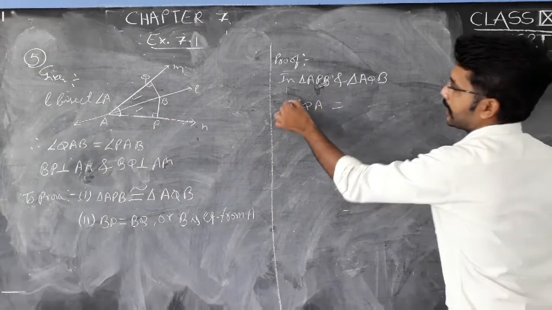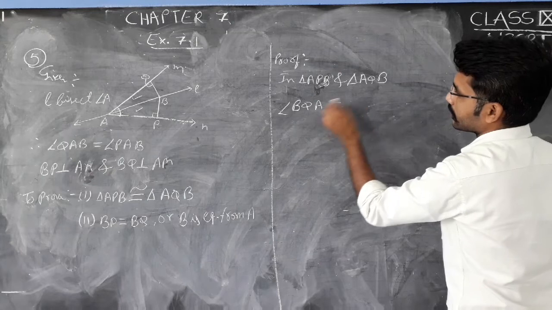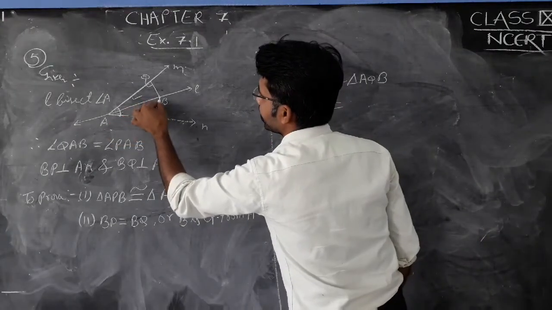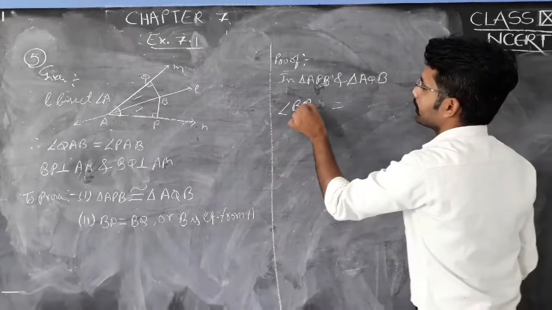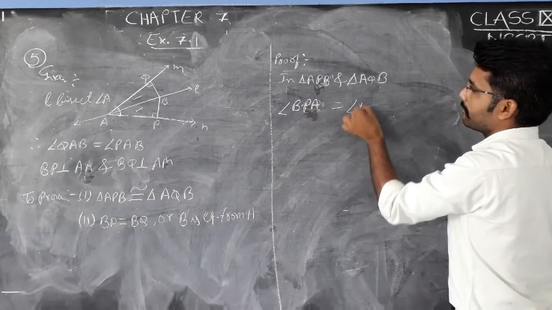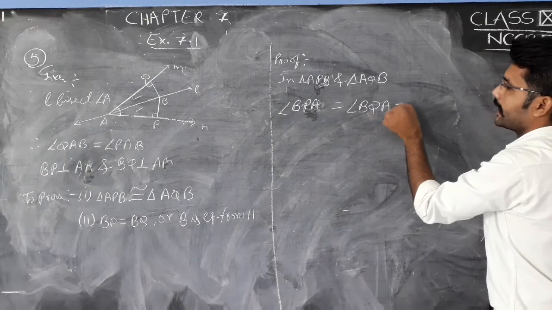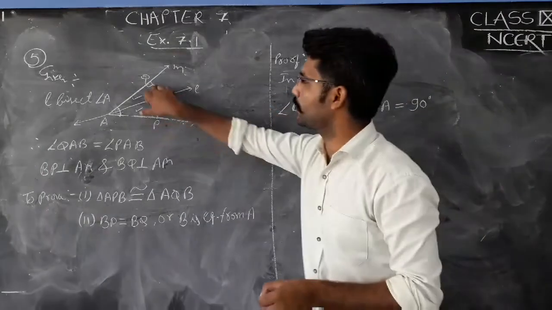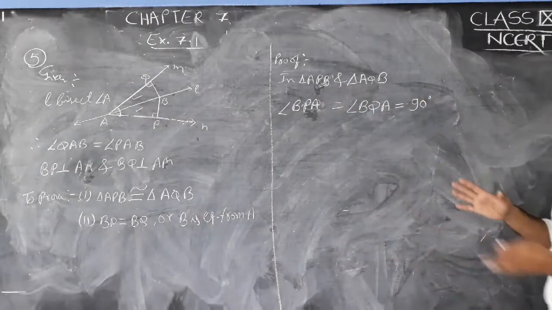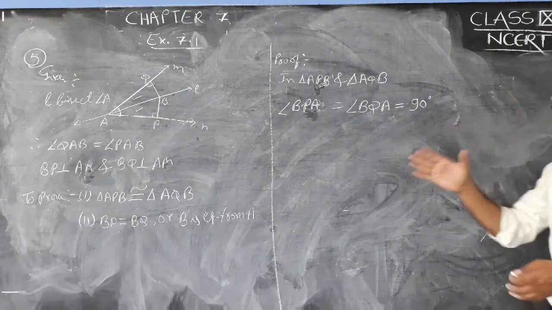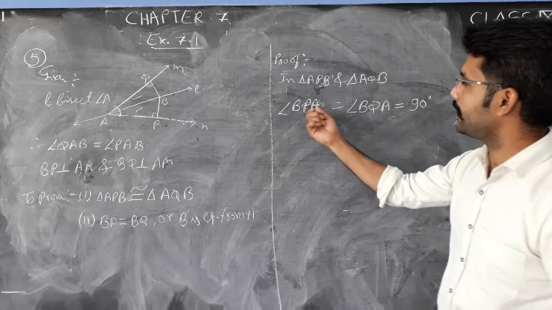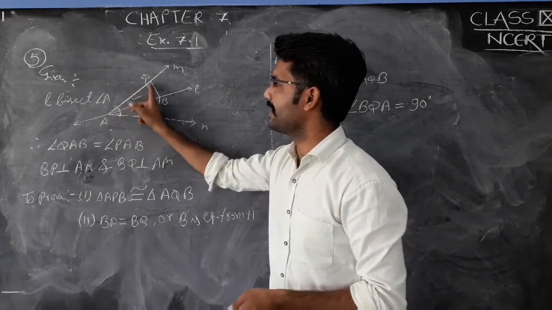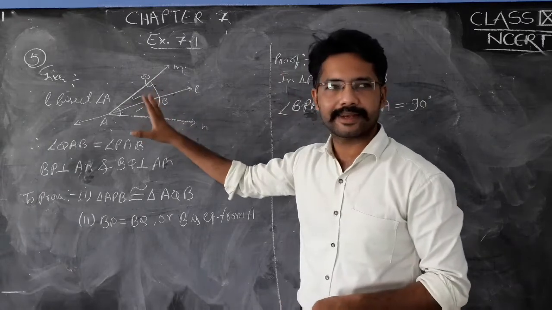So first we have angle BQA equals angle what? See, in APB we have angle BPA. Angle BPA equals angle BQA. These two angles are 90, as they told that BP and BQ are perpendicular. Perpendicular means they will form 90 degrees. So BPA will be 90, BQA will also be 90. So these two angles are equal.